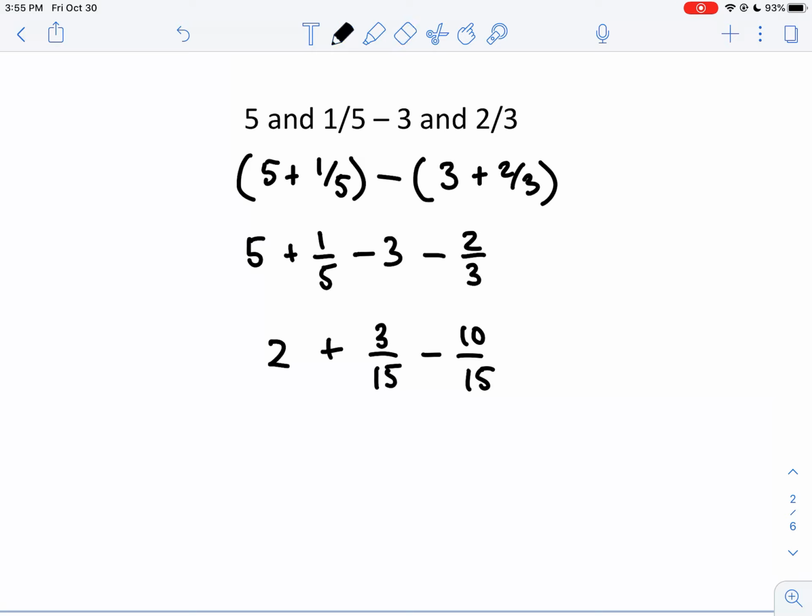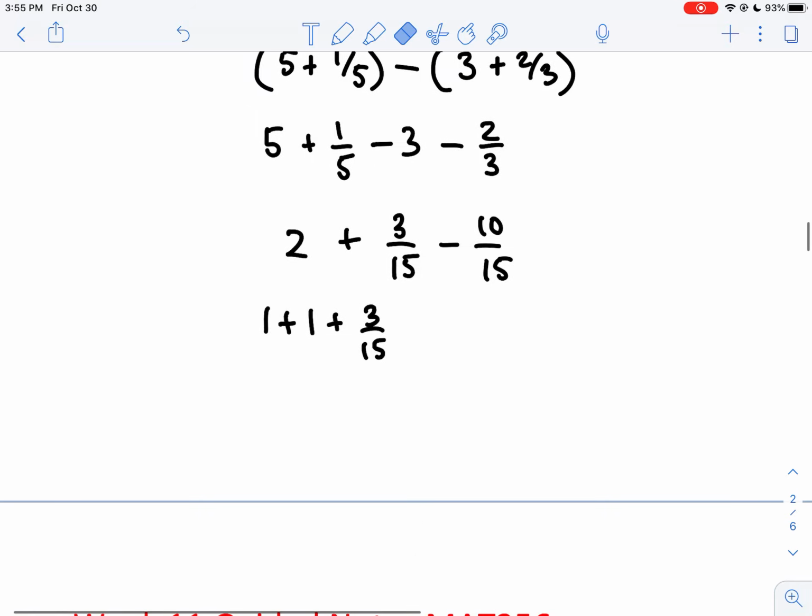But I'm going to break apart this 2 as a 1 plus 1. I'm going to decompose it because the 1 and the 3/15 I want to add together to make 15/15 plus 3/15. So that's going to give me a total of 1 18/15. And we have this minus 10/15 that we still have to do.